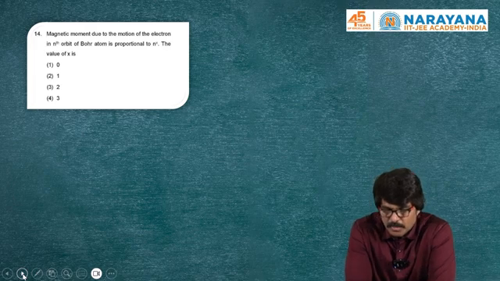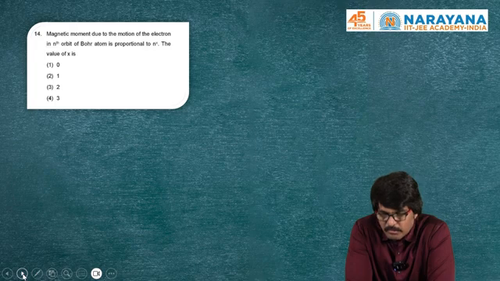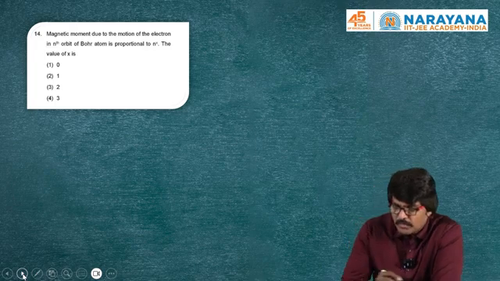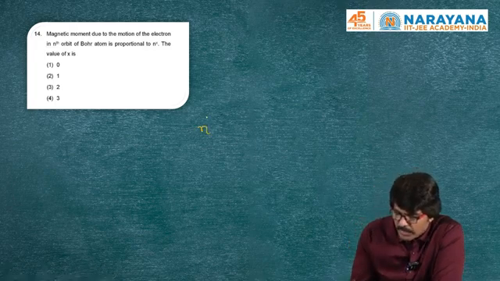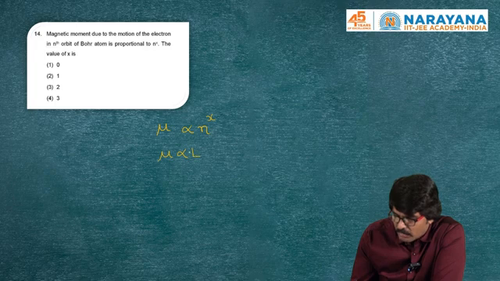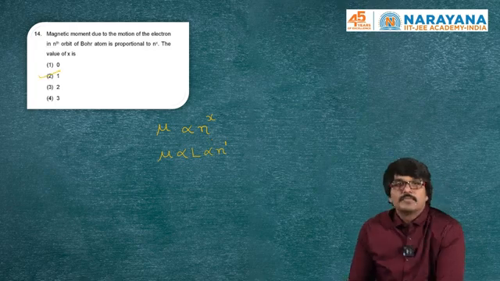Next one, the magnetic moment due to the motion of an electron in the nth orbit of a Bohr atom is proportional to n power x. He is talking about magnetic moment. In fact, magnetic moment is directly proportional to angular momentum, and angular momentum is directly proportional to n. So obviously n power x, so x must be 1. The answer will be 1.